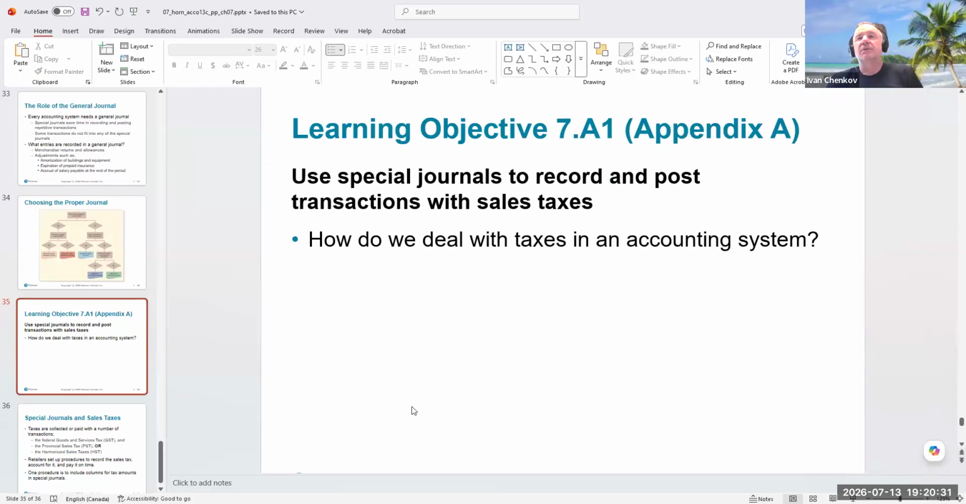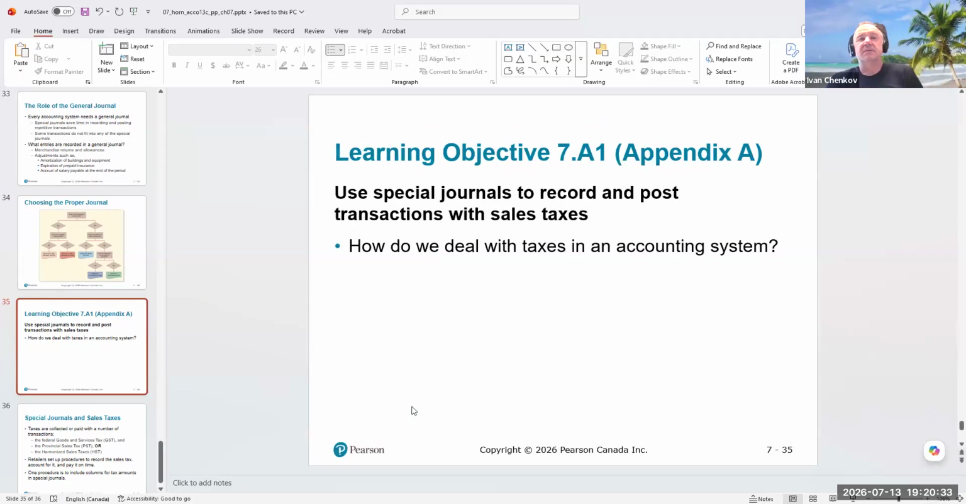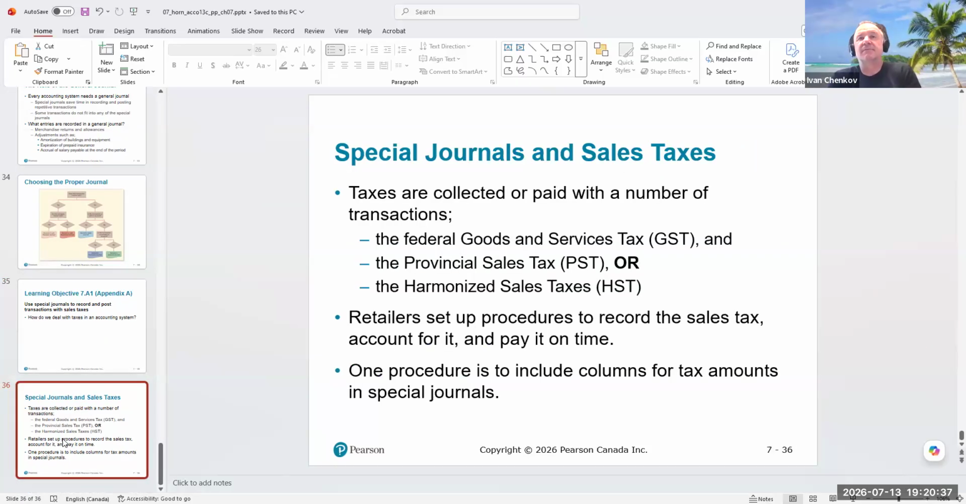So, how are we going to deal with the taxes in the accounting system where we have to record the taxes? What kind of taxes do we have? We're going to collect and we have to pay the taxes. Every business is paying taxes and collecting taxes. We pay taxes every time we make purchases, and we collect taxes every time we make sales.